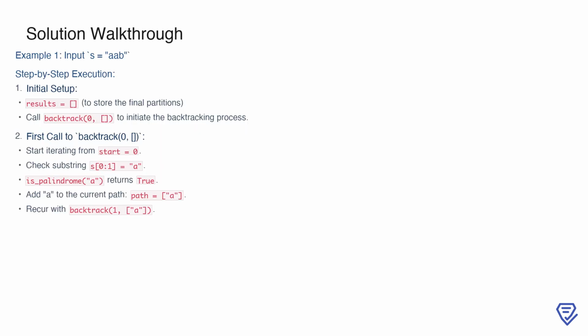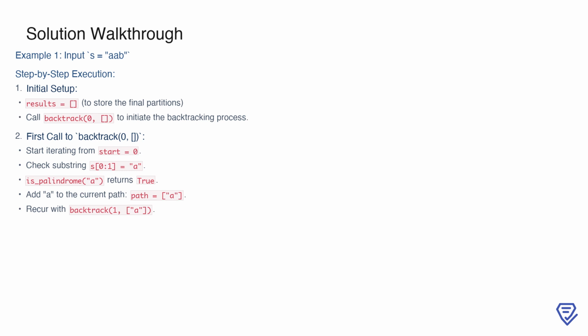Here, we begin solving the problem with the input string aab. First, we initialize an empty list called results to store all the valid palindrome partitions. To start our backtracking process, we make the first call to the backtrack function with a starting index of 0 and an empty path. In this first call, we start iterating over the string from index 0, and we check the substring s[0:1], which is a. Since it is a palindrome, determined by our is_palindrome function, we add it to the current path, making path equal to [a]. Next, we make a recursive call to backtrack, advancing to the next index with backtrack(1), to continue exploring further partitions.